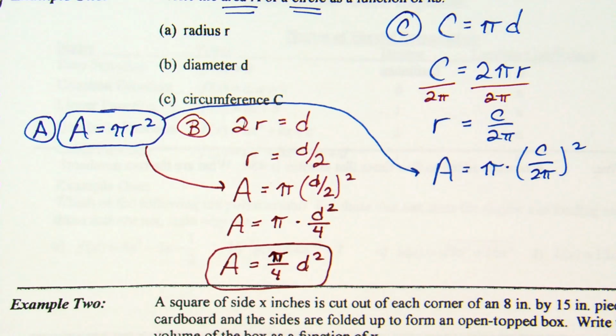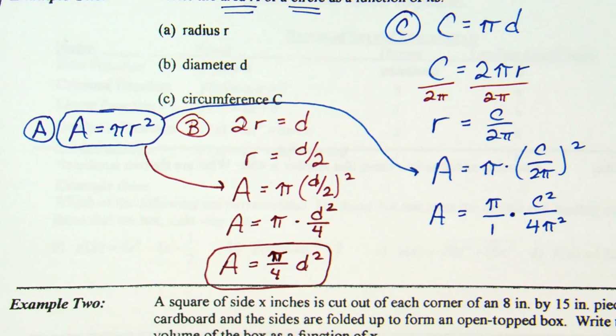You can cancel out a pi, correct? Just like a variable. You can cancel out a pi. So if we cancel out a pi, what remains? C squared over 4 pi. And that would be area as a function of the circumference. Okay? We're just combining equations there. Because I'm ready to go talk some volume now. We've talked a lot of area. I'm ready to talk volume.